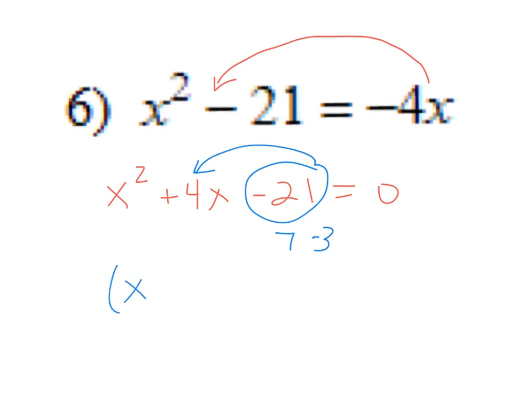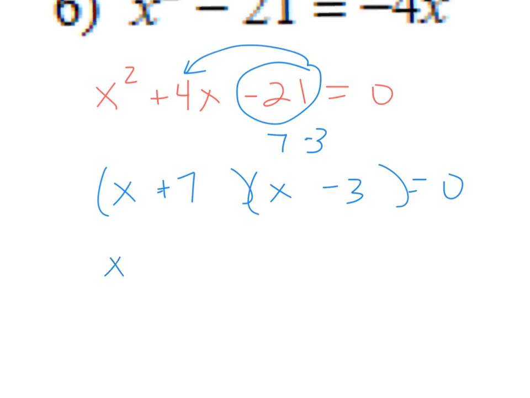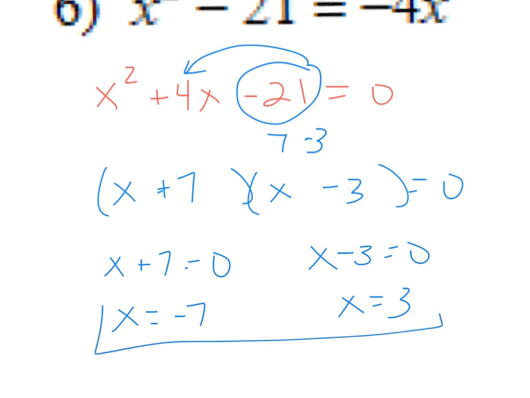So I've got x squared breaks down to x and x. I've got a +7 and a -3. So now set each factor equal to 0. So x plus 7 equals 0. x minus 3 equals 0. And let's solve. So x equals -7 and x equals +3.